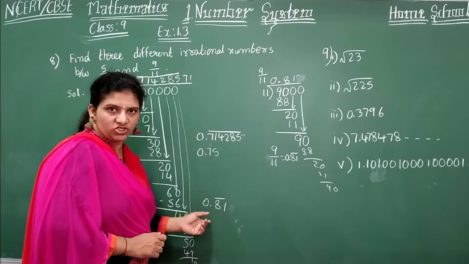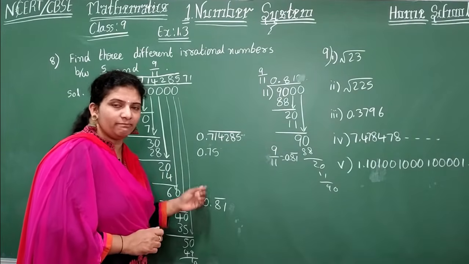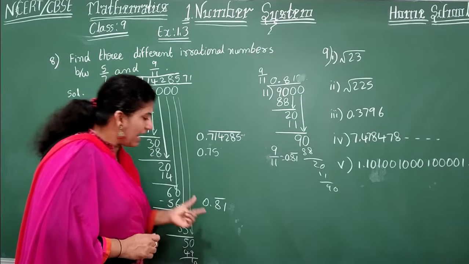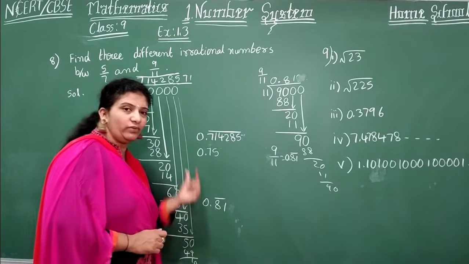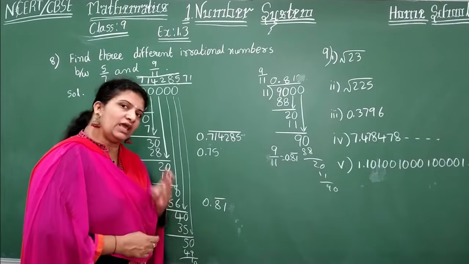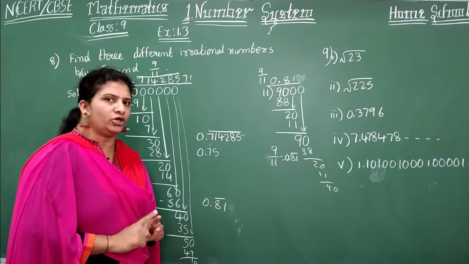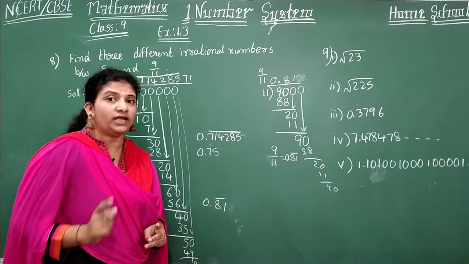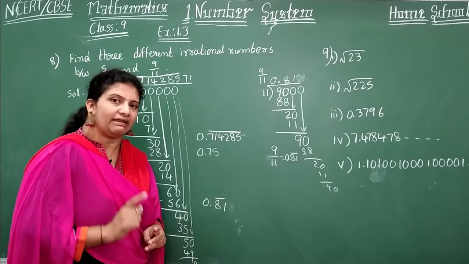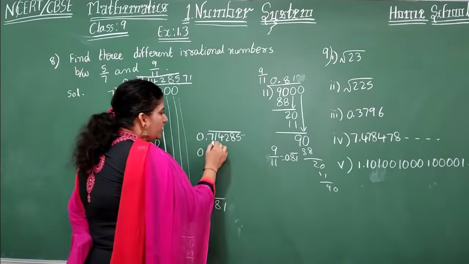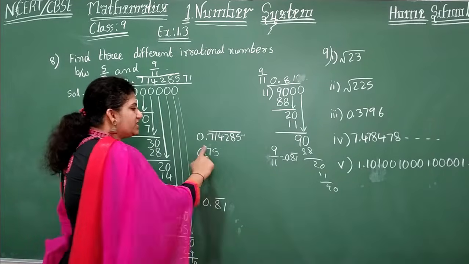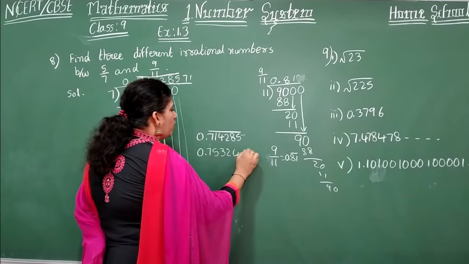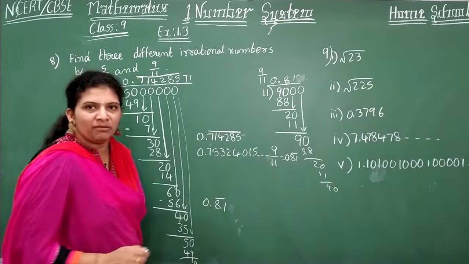So now observe here children, 3 irrational numbers you need to find. So first of all, what is this one? It is a rational number and this is also a rational number. In between these two, you need to find 3 irrational numbers. Irrational number, do you know children what is the rule? It is a non-repeating and non-terminating decimals are called as irrational numbers. So let me take 0.75 here. 0.7532401 5, and so on. Any numbers you can take.